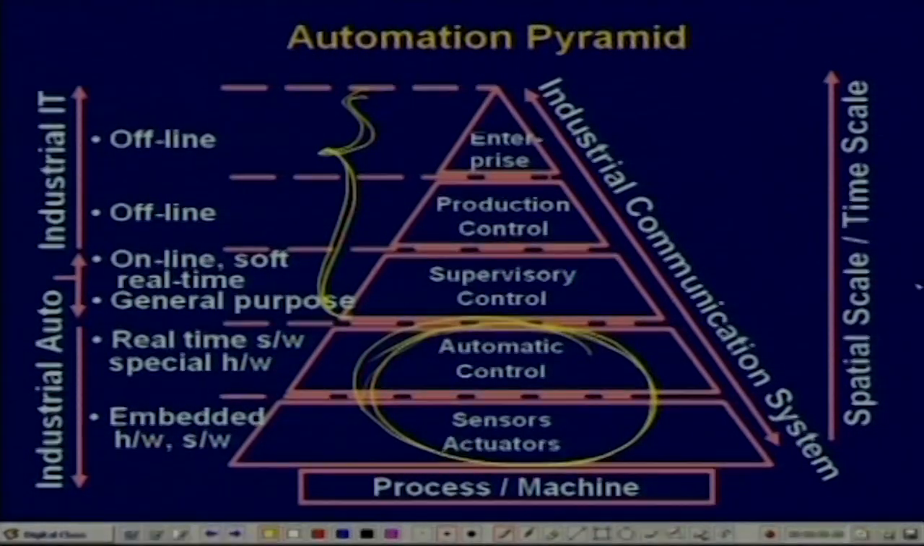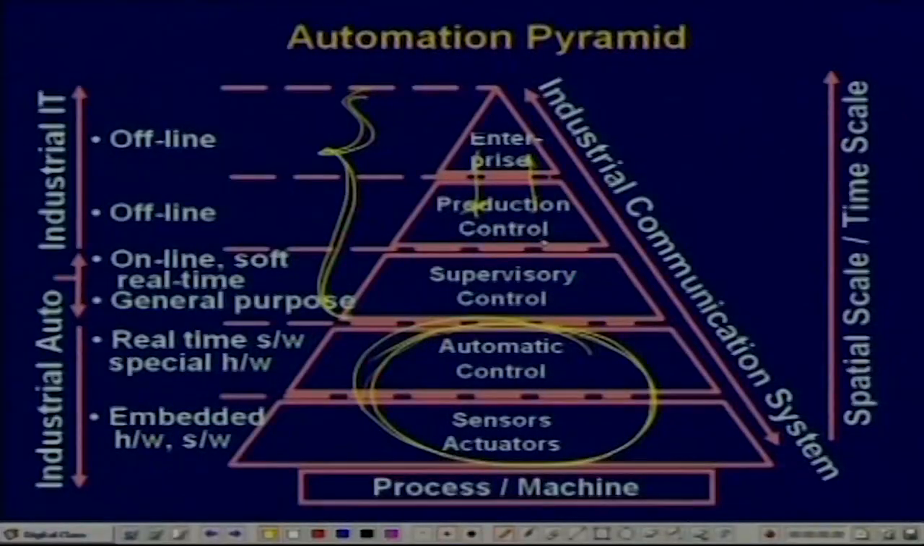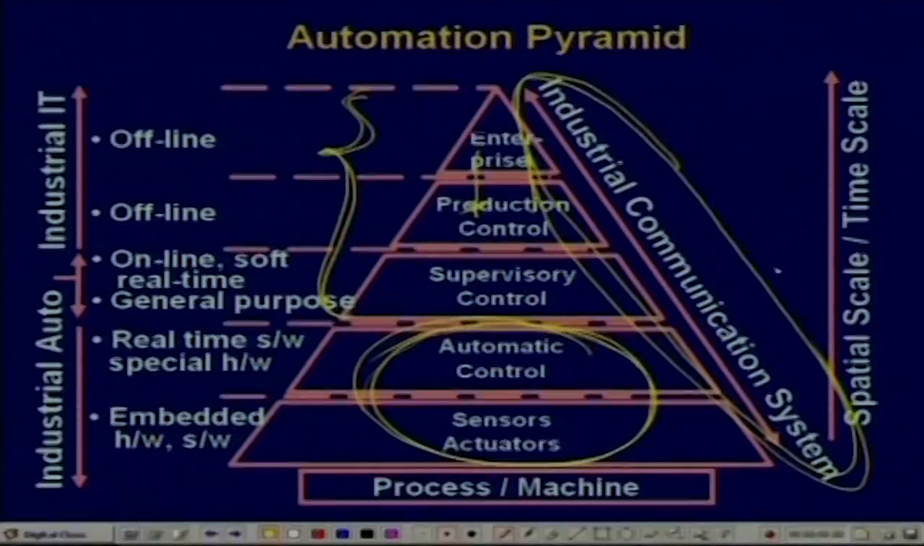All these layers basically have different functionality, and obviously the higher layers take feedback from the lower layers, and they give reference commands or set points to the lower layers as to what is to be achieved. They set the targets for the lower layers, and therefore there is information passing back and forth, so there is a communication system, and we have already learnt about such an industrial communication system.